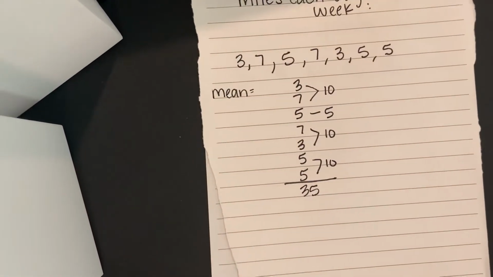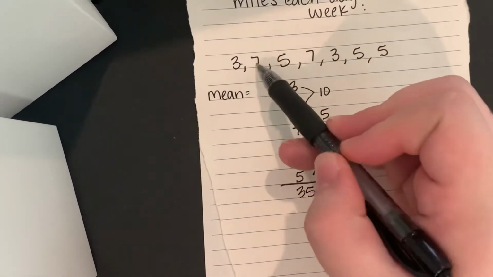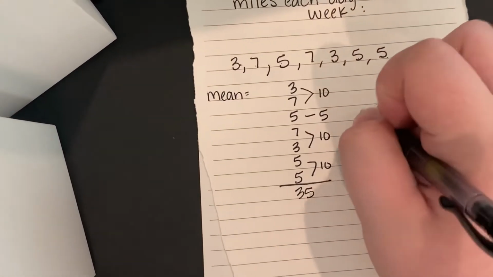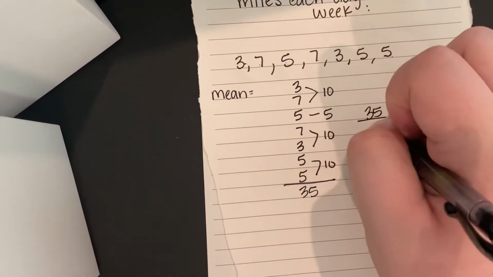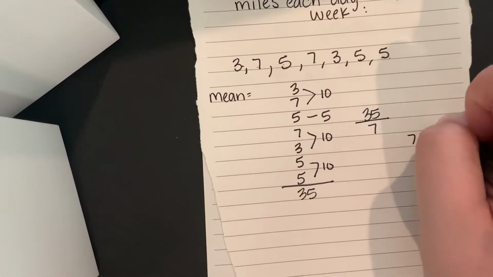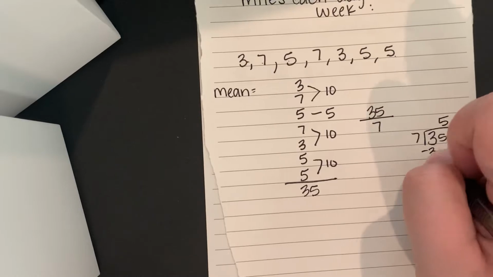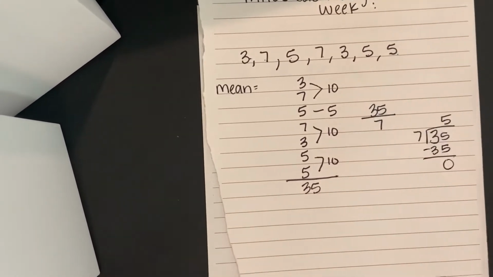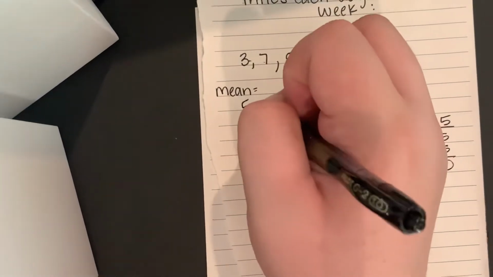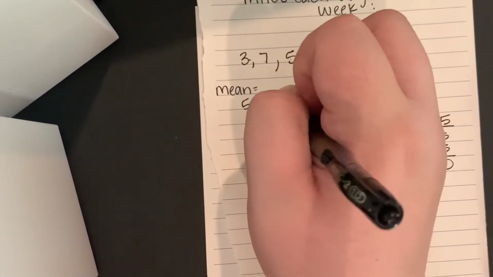Okay, and then how many numbers did I have to begin with? 1, 2, 3, 4, 5, 6, 7. So I'm going to do 35 divided by 7. And I know that 35 divided by 7 is going to give me 5. So that means our mean for this example is going to be 5, or 5 miles. Good for Becca.